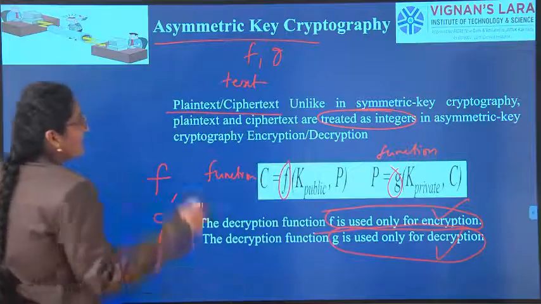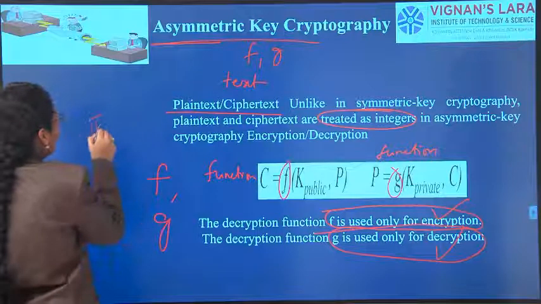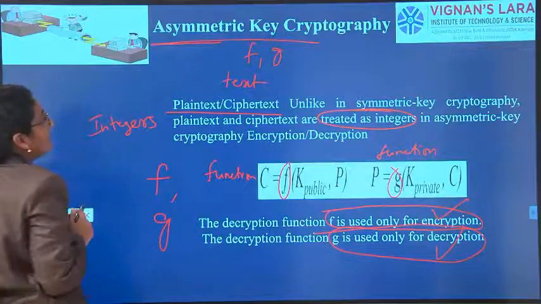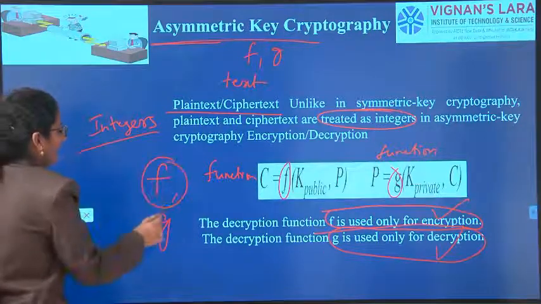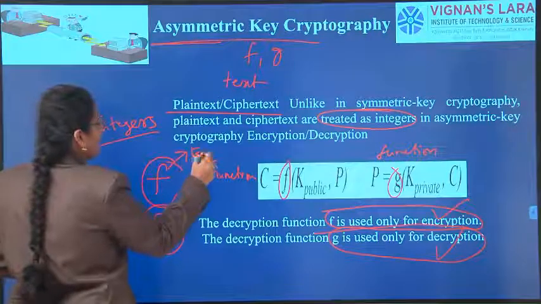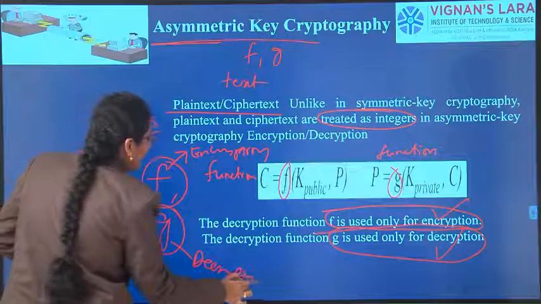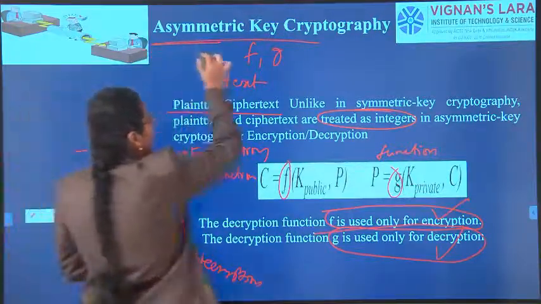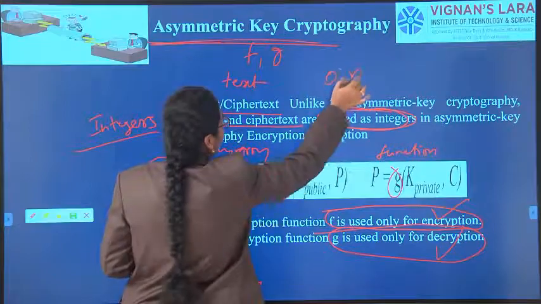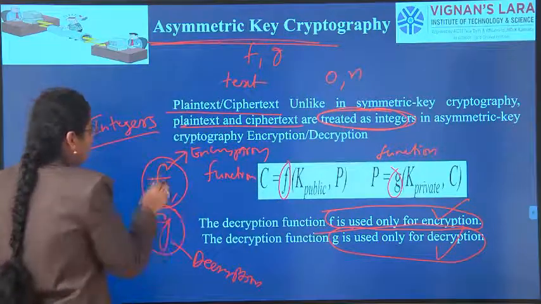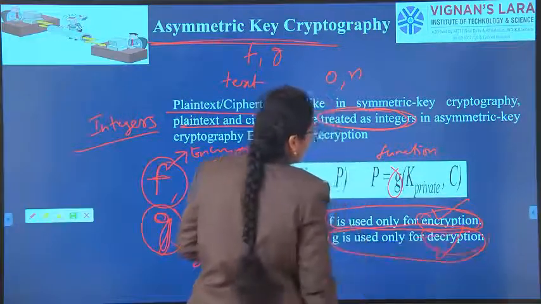So what are the important points you have to remember here? In asymmetric key cryptography, plain text and ciphertext are treated as integers. Integers means 0 to n, any number. Next, we have two functions here, F and G. F is used for encryption, G is used for decryption.